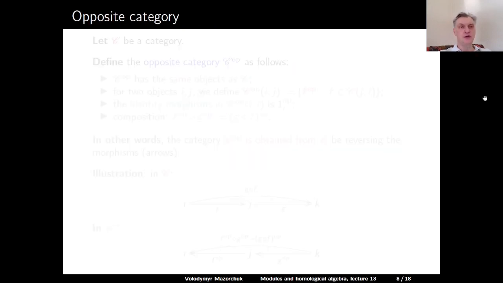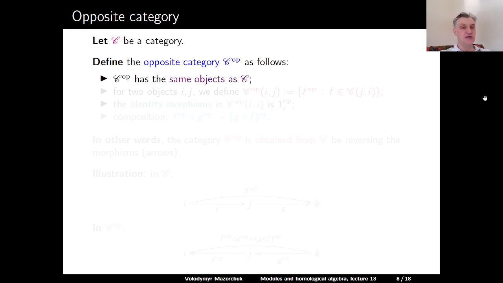Now let us define the notion of an opposite category. Let C be a category. We define the opposite category C^op as follows. It has the same objects as the original category C. For two objects i, j, we define the set of morphisms in the opposite category from i to j as the set consisting of the expressions f^op, where f is a morphism in C from j to i. So we take all morphisms in C from j to i and put a decoration op on them.